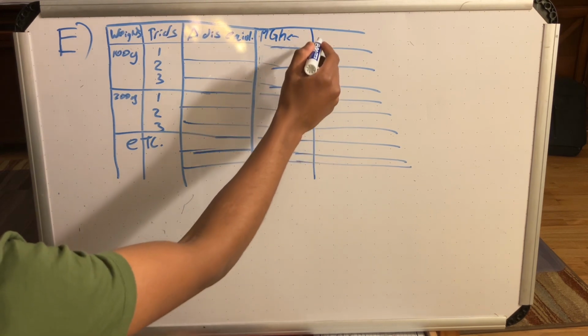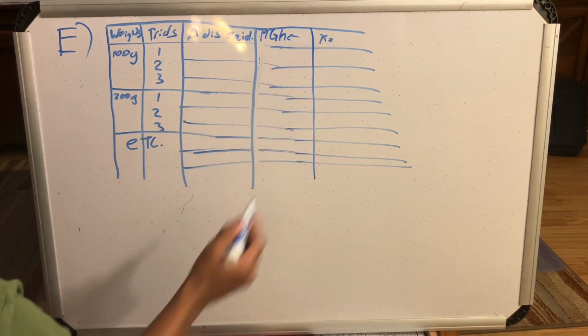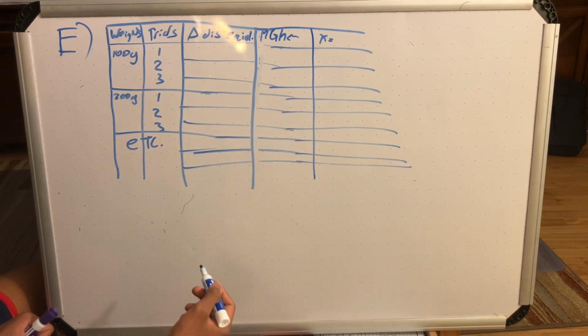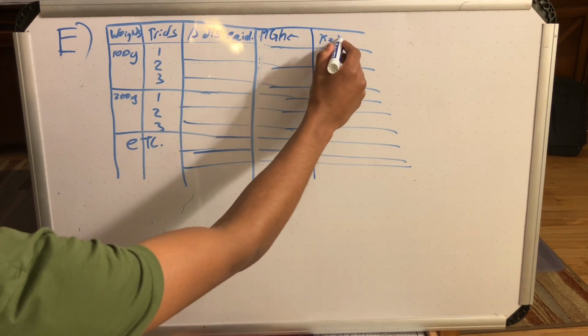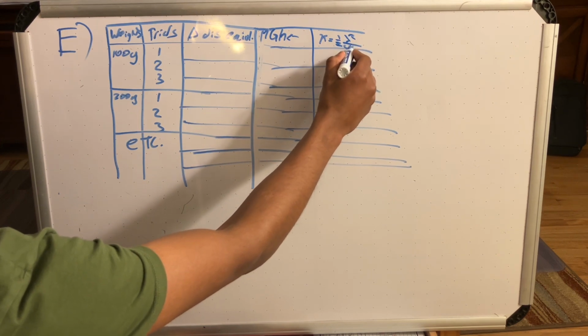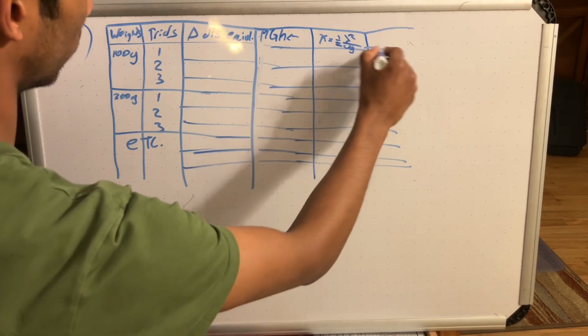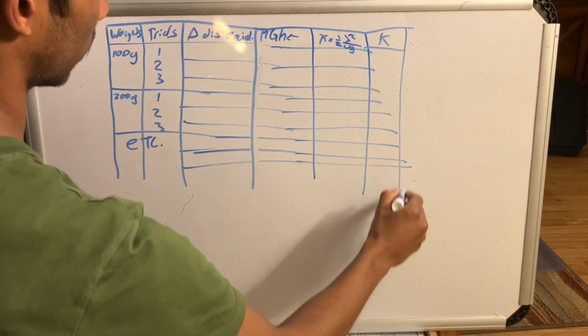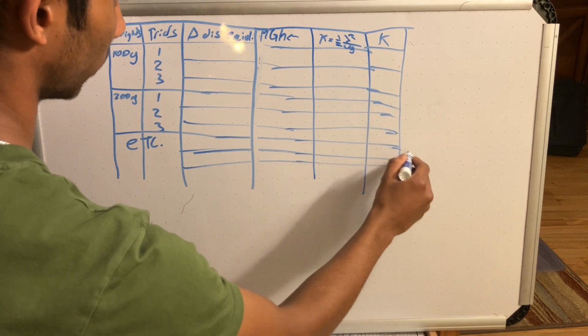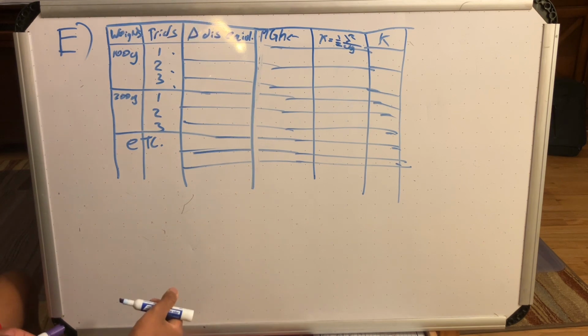Once you find that, you would plug this in to solve for k, which would equal, let's see, 1/2 x squared divided by mg. And once you do that, you would get your k value, and then for every single weight you would average it for trials 1, 2, 3 for each single weight. And once you do that, you would just plug it into the chart.